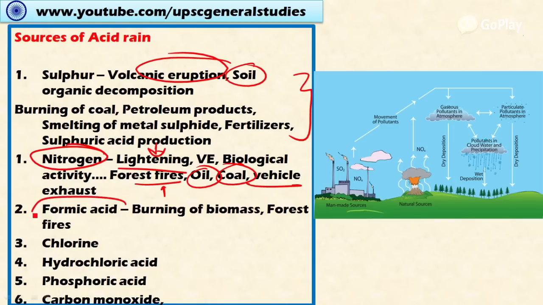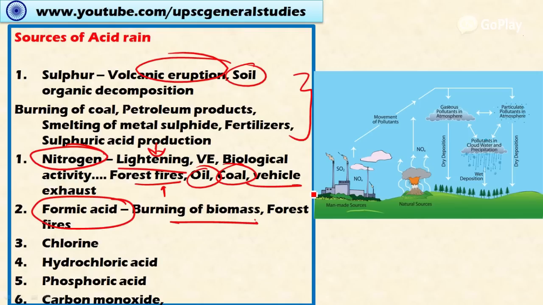Here, formic acid is added to the atmosphere by burning biomass, like firewood, and also forest fires also contribute formic acid to the atmosphere. And other sources like chlorine, hydrochloric acid, phosphoric acid, and carbon monoxide are all byproducts of industrial pollutants. So these are all the different sources of acid rain.